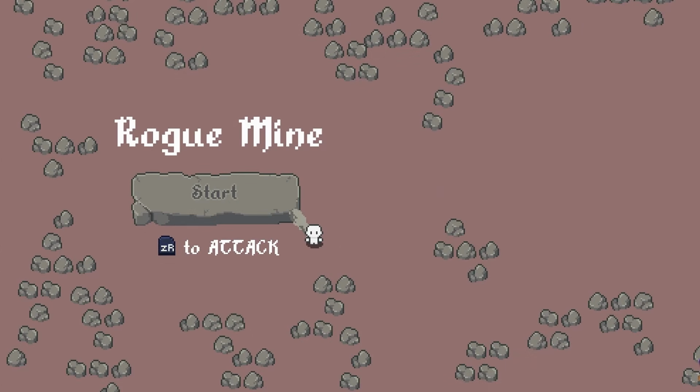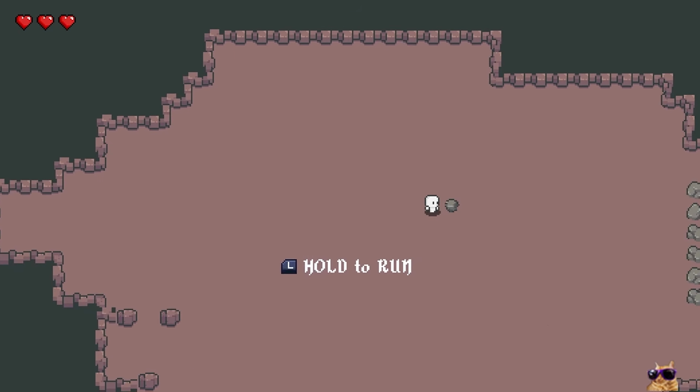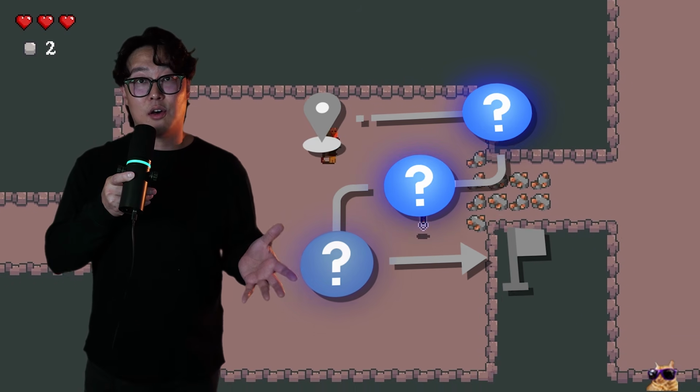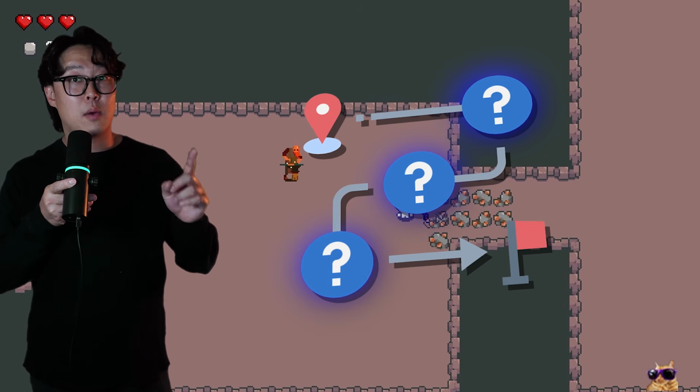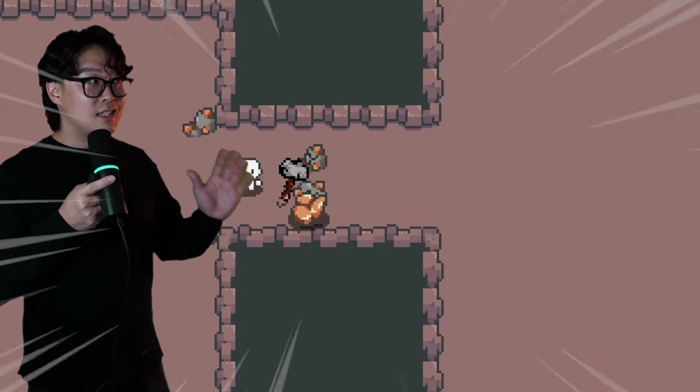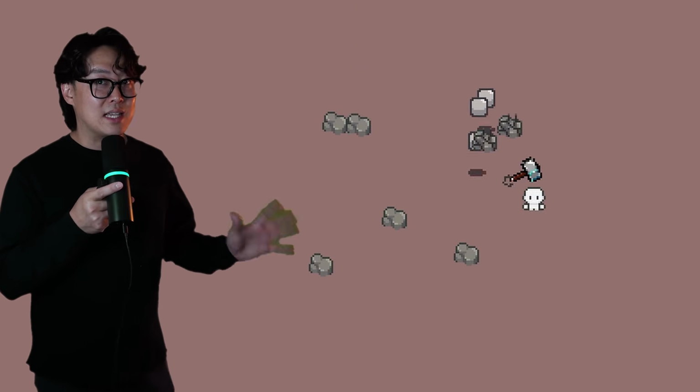I am currently working on a roguelike dungeon crawler called Rogue Mine. And there are plenty of interesting technical challenges involved, and I have been solving them one by one. But just take a look at this. I mean, isn't that bounce just incredibly satisfying?